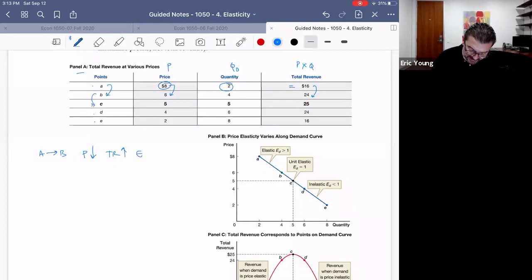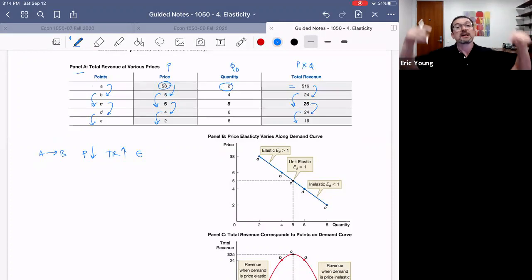Look at the move from B to C. Prices are going down, total revenues are going up. Also elastic, but total revenues went up by a little bit less, so it's less elastic. And as we continue to go down the curve, C to D, prices go down, total revenue goes down, same direction, inelastic. And from D to E, prices are again going down. Total revenue is again going down by more, same direction, inelastic, and we would say more inelastic.